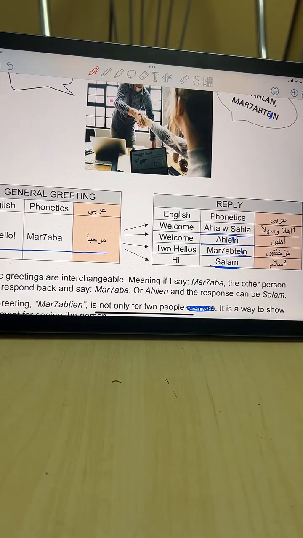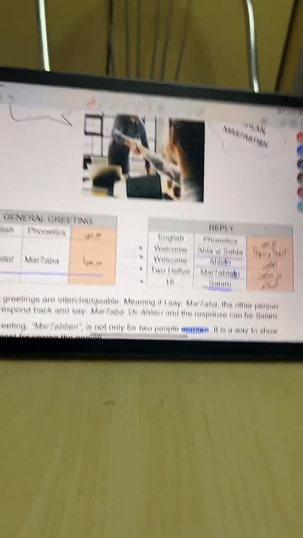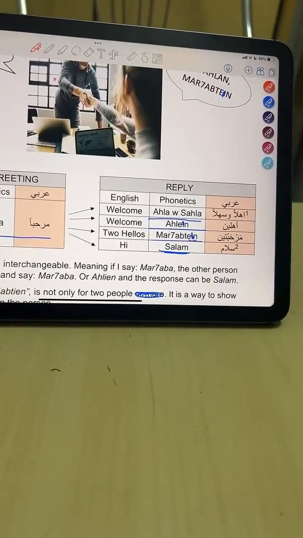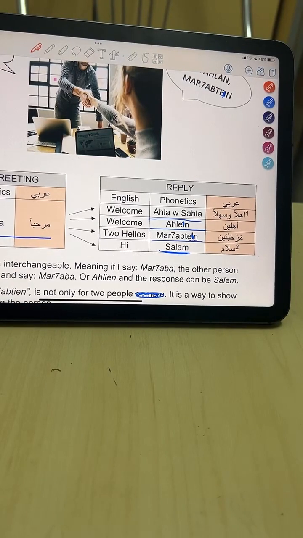Ahlan is part of the expression Ahla wa Sahla, or in standard Arabic, Ahlan wa Sahla. The story goes as following. Arabs in the peninsula, before they expanded and went north and west and so on, used to live in a tribal society. 9 months of war, 3 months of peace.